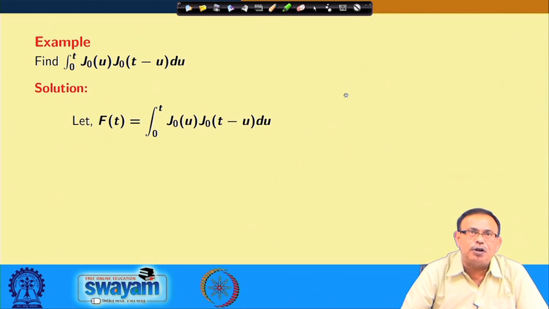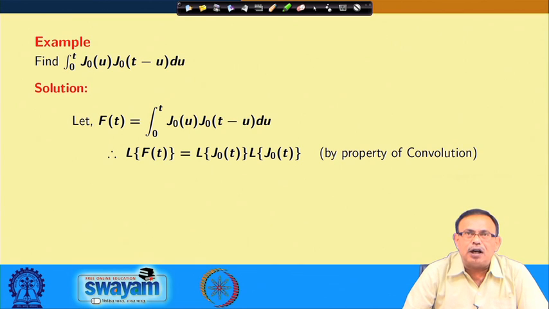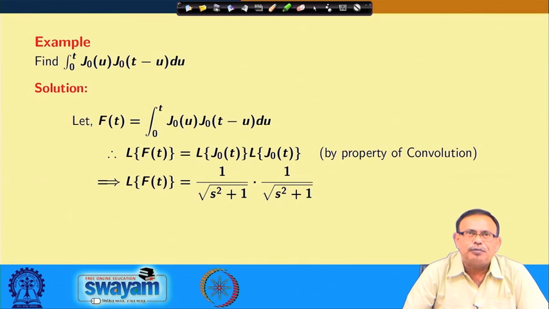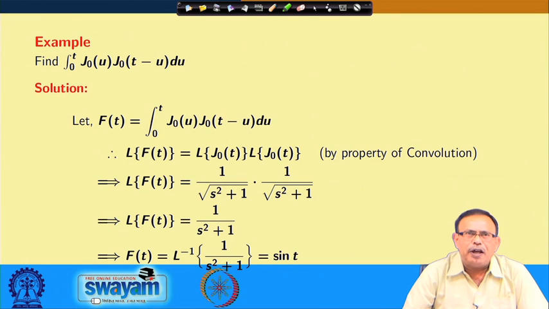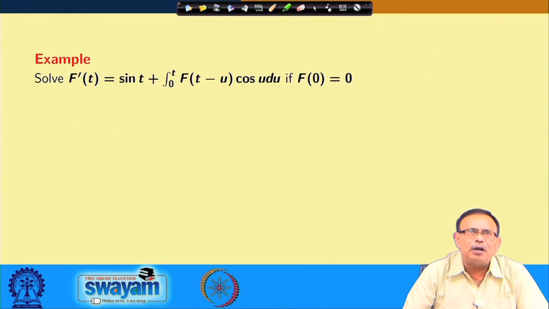If f(t) is the integral from 0 to t of J0(u) J0(t minus u) du, then taking the Laplace transform and using the properties of convolution, I can write the Laplace transform of f(t) equals the Laplace transform of J0(t) times the Laplace transform of J0(t). We know the Laplace transform of J0(t) is 1 by square root of s square plus 1. So the Laplace transform of f(t) is 1 by s square plus 1. You will obtain f(t) equals the Laplace inverse of 1 by s square plus 1, whose value is nothing but sin t.